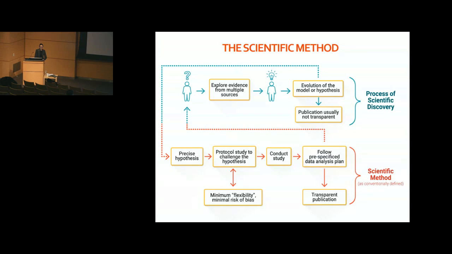In the scientific method, conventionally defined, and usually this is more prominent in the clinical trial setting, you have a precise hypothesis, you have a specific protocol to test this hypothesis. And this protocol, by definition, outlines clearly who is going to be included, the eligibility, what are the methods, and what are the analyses. The idea here is to minimize bias, so that you can really conduct the study and at the end of the day say it was only the intervention or the hypothesis that affected this outcome, not other external biases. So following this pre-specified data analysis plan and design and then leading to a transparent publication, this is how usually clinical trials are conducted and reported, and this is the scientific method as conventionally defined.